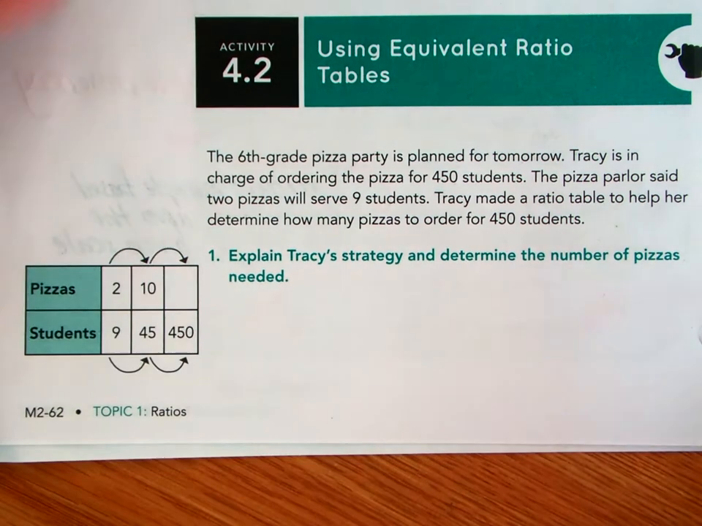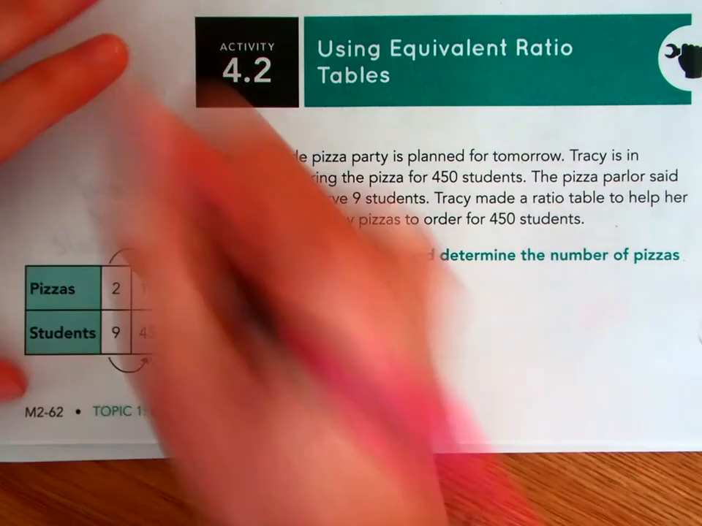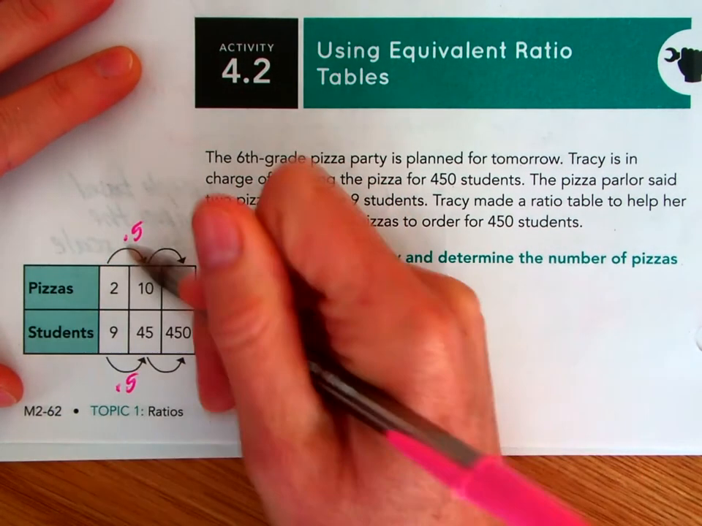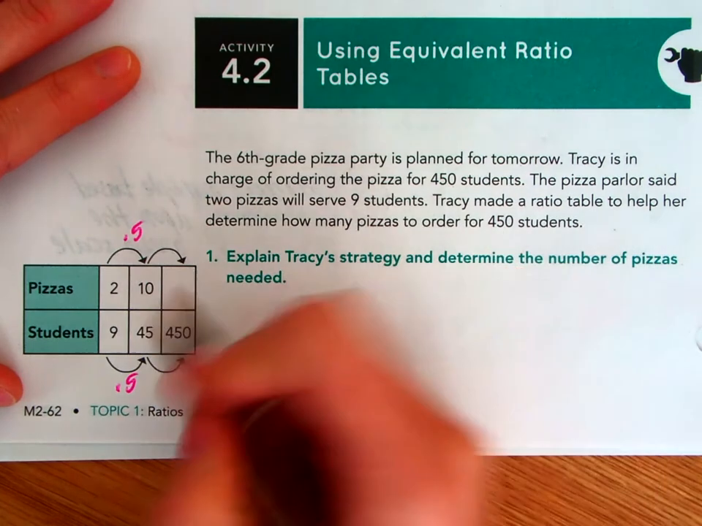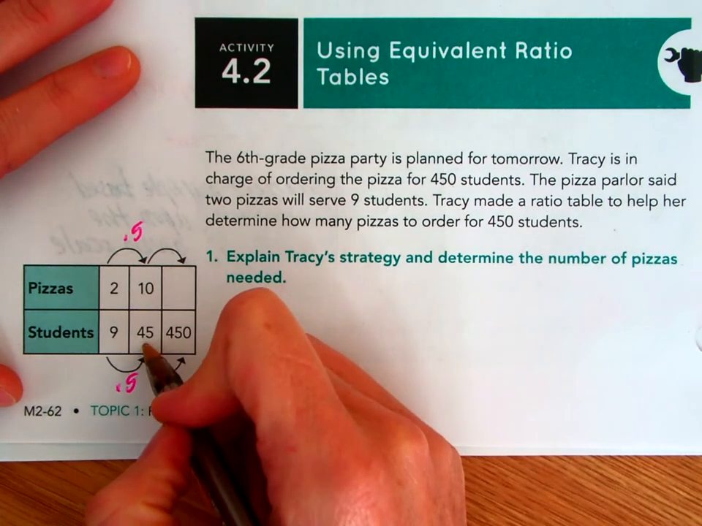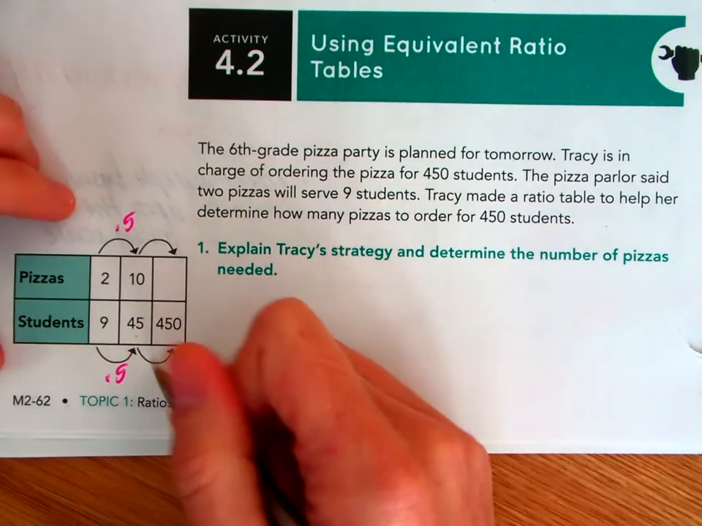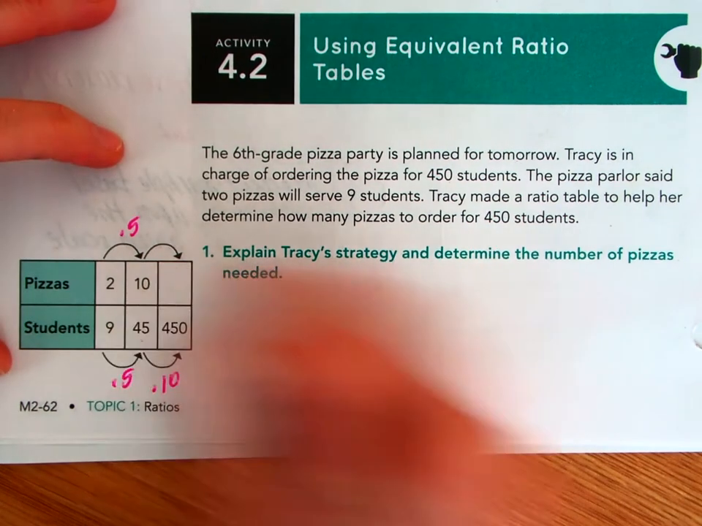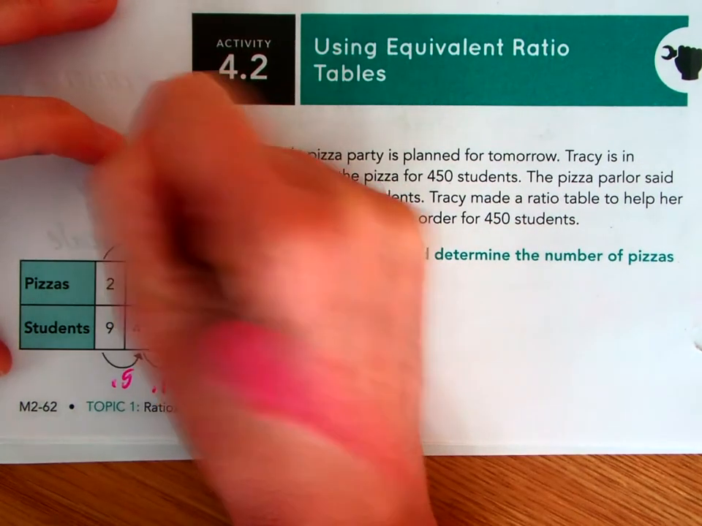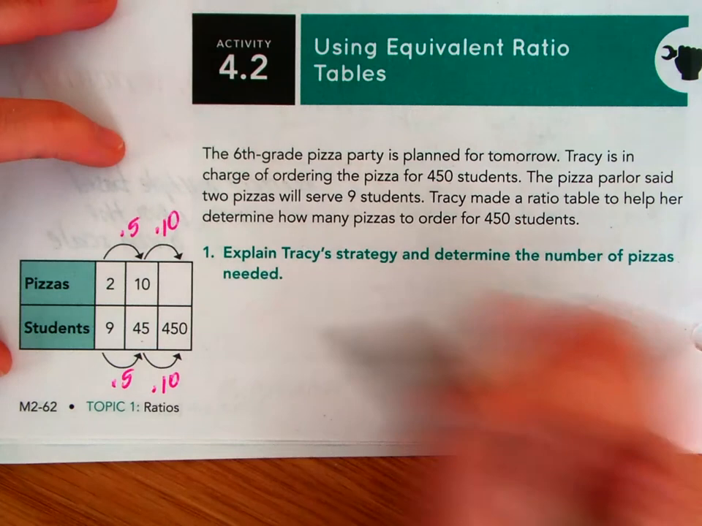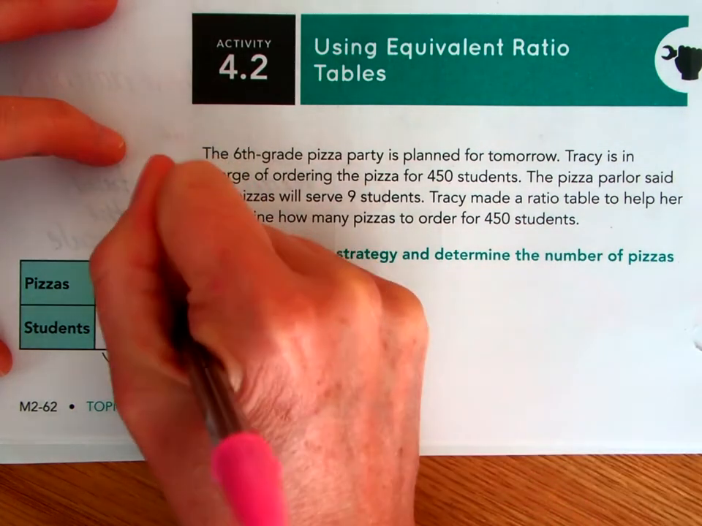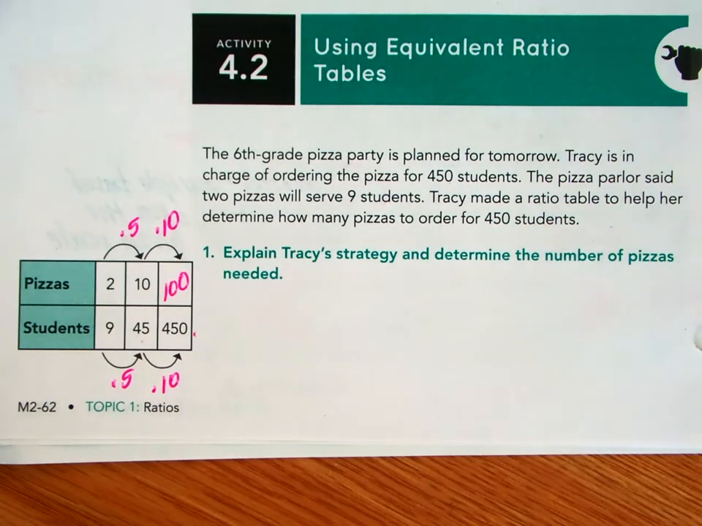2 times what would get you 10? If you said times 5, you're correct. 9 times 5, got to be fair, equals 45. Now she goes from 45 to 450. What relationship does she use here? Times 10, which means you need times 10 here. Ultimately, to feed 450 students, you need how many pizzas? 100 pizzas. Good job. Let's keep moving.